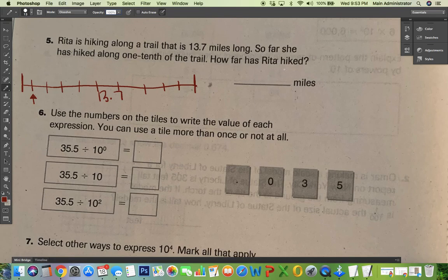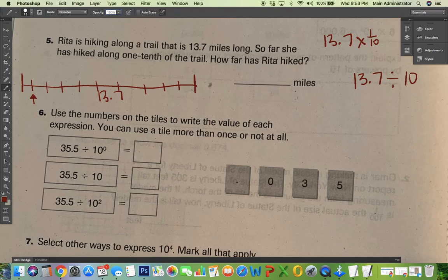How far has Rita hiked? The whole thing is this long. I'm going to have to divide it into, well, tens, right? I'm dividing it into tens because it says 1/10 long. That's the same as saying 13 7/10 times 1/10. Okay, would be the same thing.